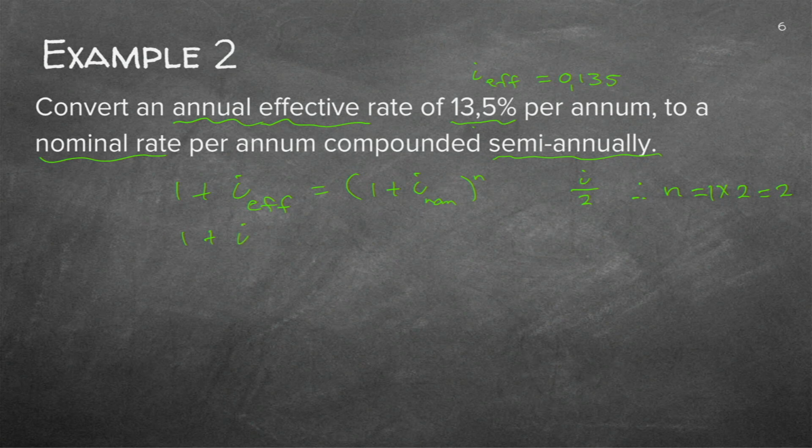Good. Let's fill in what we have. 1 plus I. Oh, I can fill that in. I don't have to write it again. So let's just fill it in. 0.135 is equal to 1 plus. I do not have this one, but I know it's over 2. And I have that one there. Good. Now I must get the I all alone.